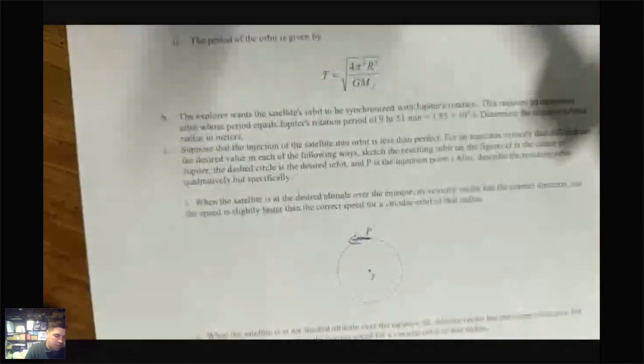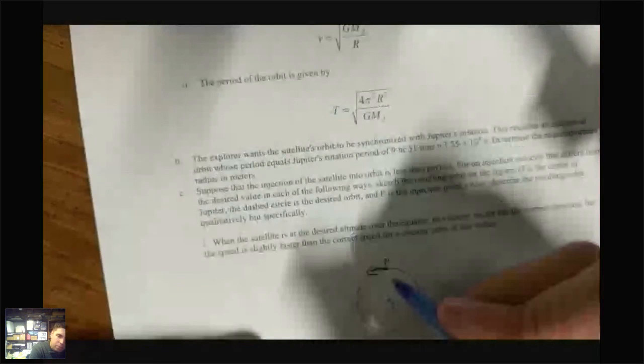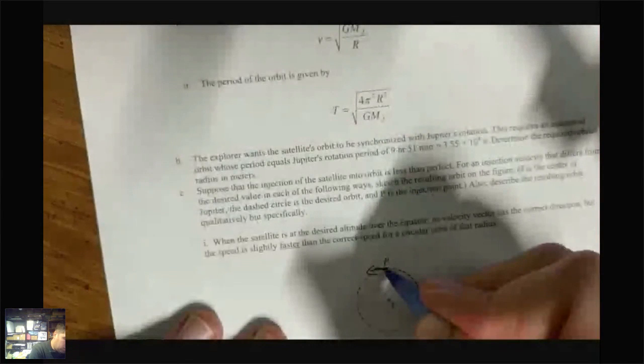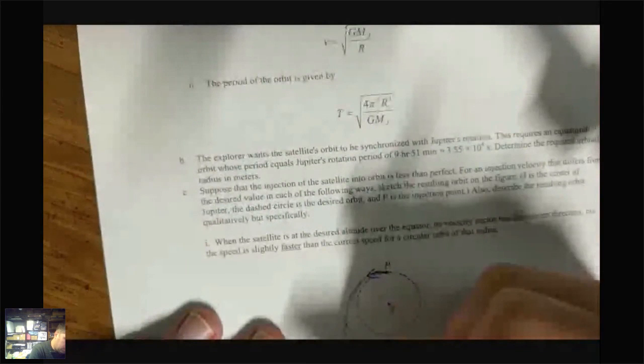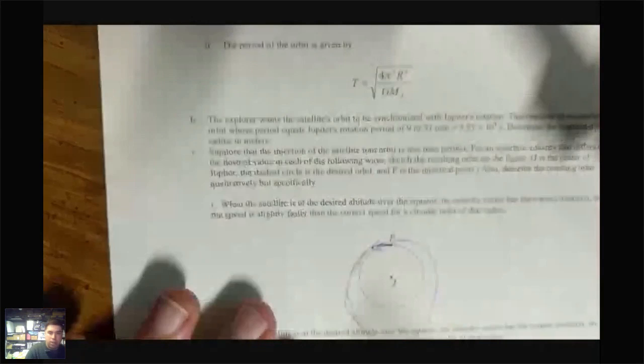Okay, if we go back through, stealing from up here, velocity depends on G, M_J, and R. So if v is bigger than it should have been, that means this fraction gets bigger, v gets bigger. We can't change G or any of that stuff, but we do have to hit at point P. The problem here is we are going a bit too fast. Going too fast means we tend to overshoot our orbit a little bit.